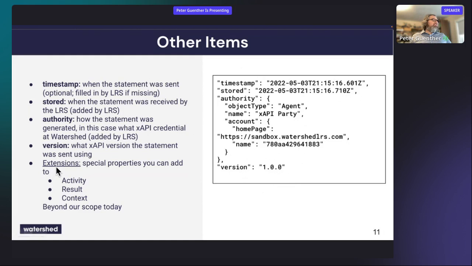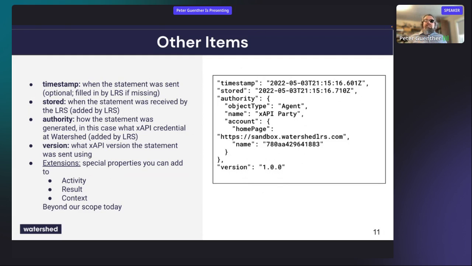I also want to mention there are extensions. These are properties you can add to the activity, to the result, the context, to store additional information. When Megan says it's future-proofed, that's one of the things she's talking about. You can add these extensions for very specific use cases.